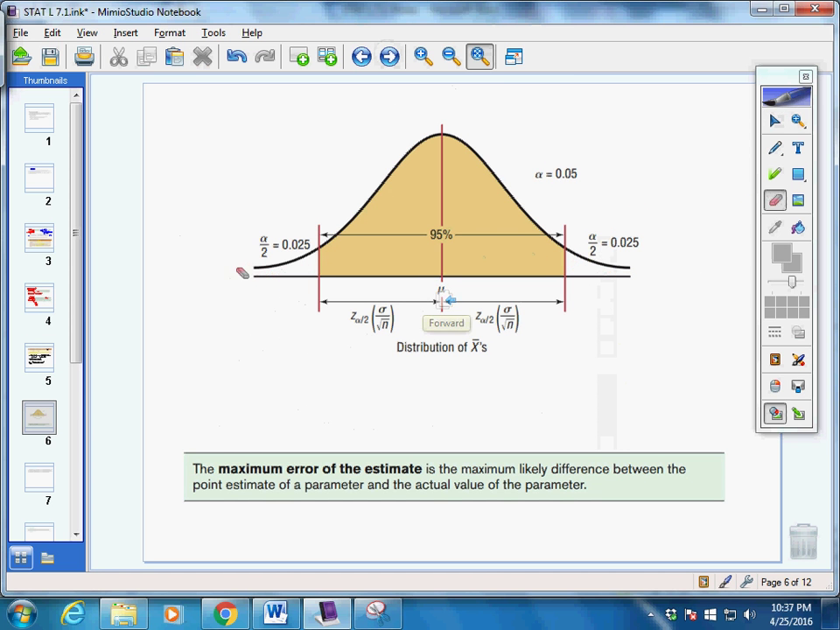What are we saying when we talk about that stuff? Again, we're talking about being 95% sure that our mean's going to fall within this interval, and so we have that little bit of error on the outside. This z sub alpha over 2 times the standard deviation over the square root of our n, that is our maximum error of estimate. So our maximum error of estimate is the likely difference between the point estimate and the actual value.